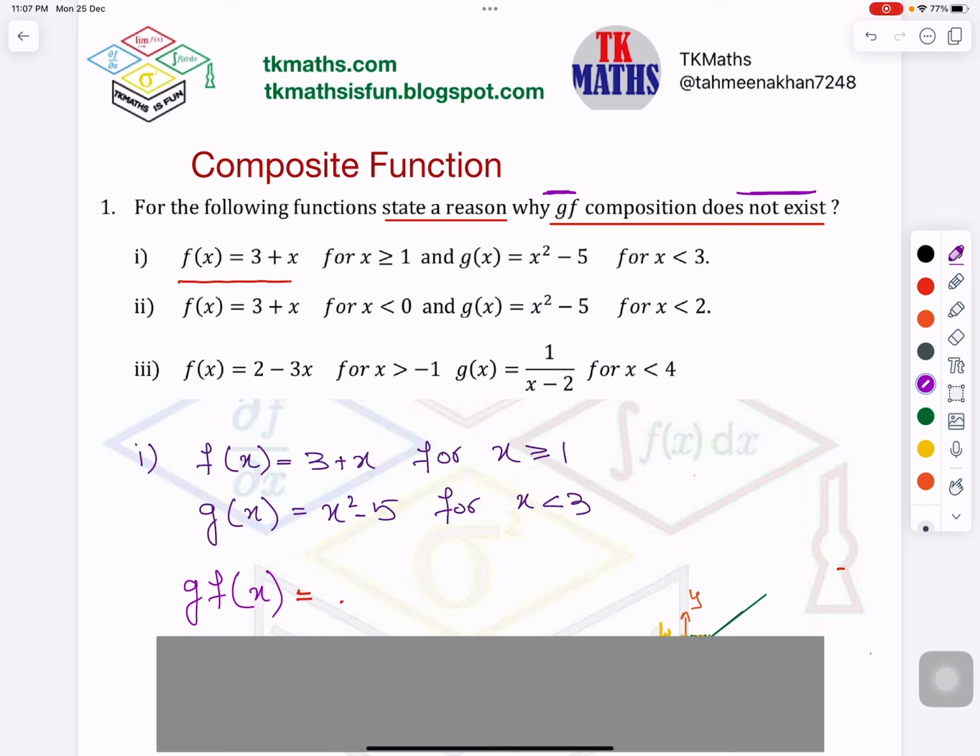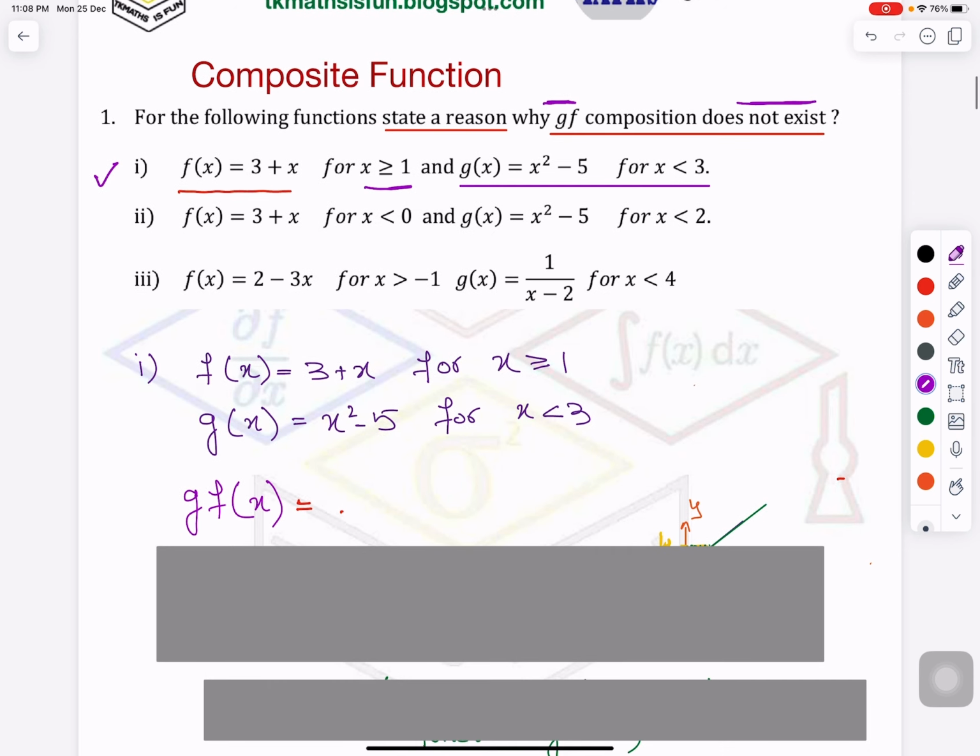Function f is given to you for a particular domain. I'm talking about part 1. Similarly, function g is given to you for a particular domain. So let's see why it is not existing. You can see function g of f of x.